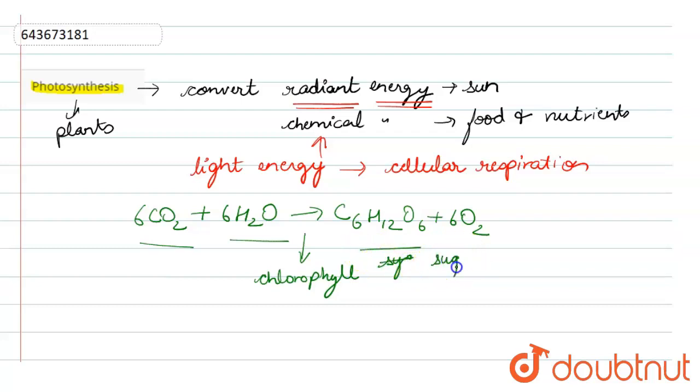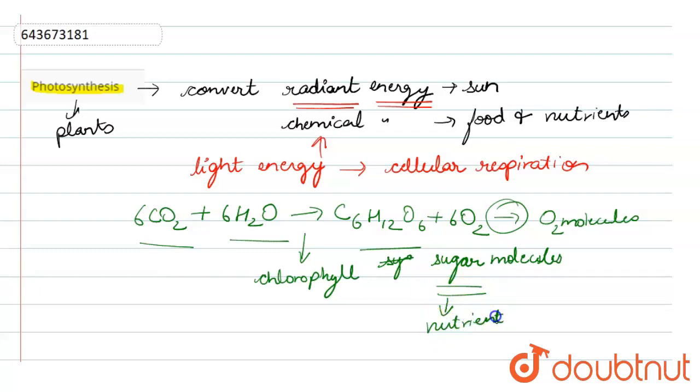That's sugar molecules. These are the sugar molecules, and again there are 6 oxygen molecules also. Okay, now these are the products that are released. The sugar is the nutrient or the food for the plant. It is alternatively called glucose also.